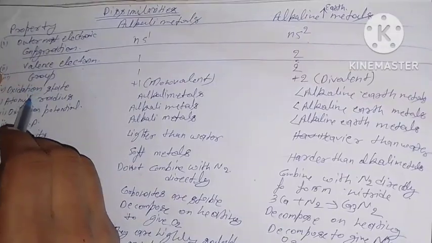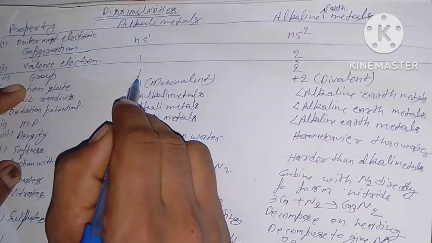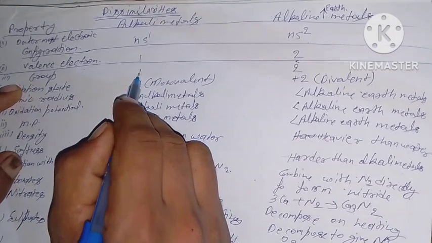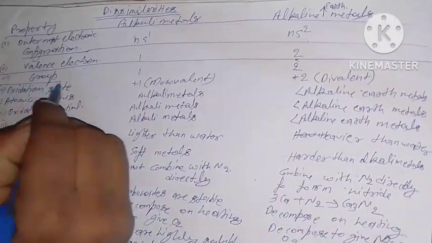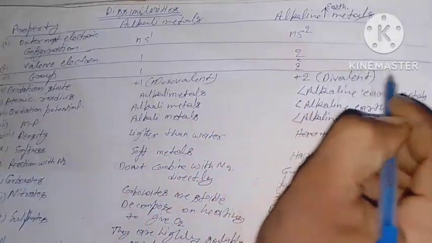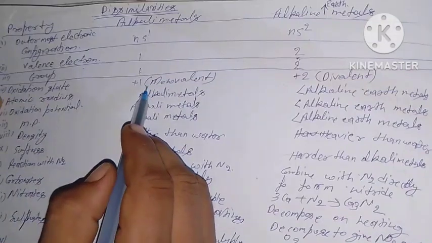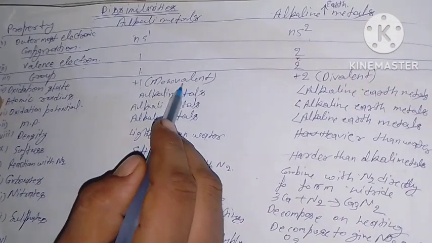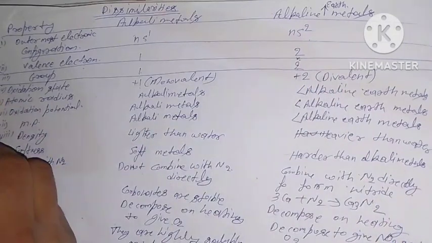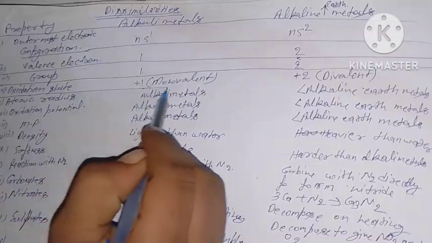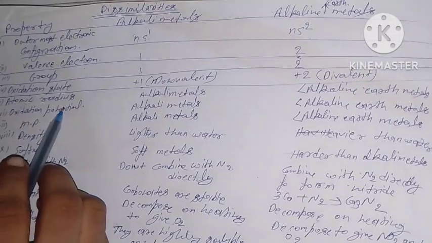Third point, group. Alkali metals belong to the first group and alkaline earth metals belong to the second group. Fourth point, oxidation state. Alkali metals have oxidation state +1, monovalent, and alkaline earth metals have oxidation state +2, divalent. Next, atomic radius.